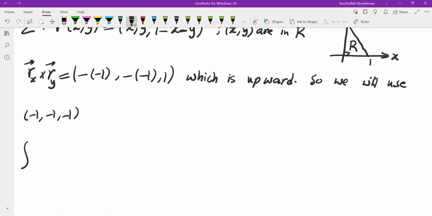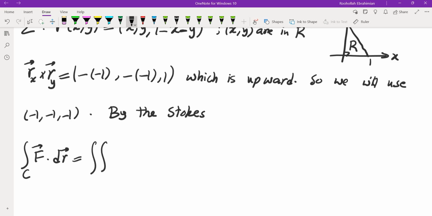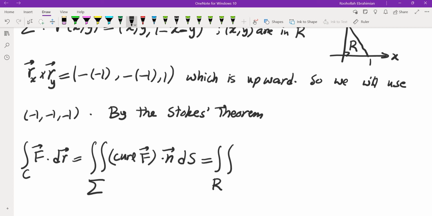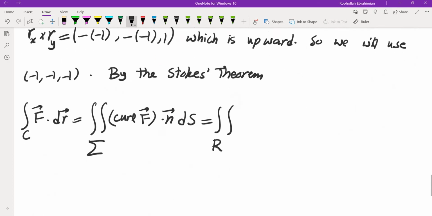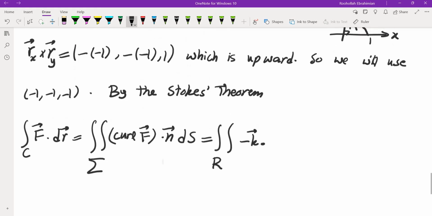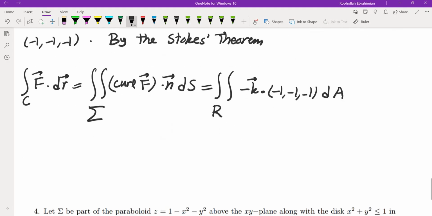Now we can set up the line integral and relate it to the surface integral. This is where we're going to use Stokes' theorem. So by Stokes' theorem, the surface integral and line integral are the same. So this would be curl of F dot n dS. Okay, so let's just do the substitutions. Curl of F we evaluated as negative k. n we evaluated as negative 1, negative 1, negative 1, dA. Now, if you find the dot product of these two, that's the double integral over R of 1 dA.